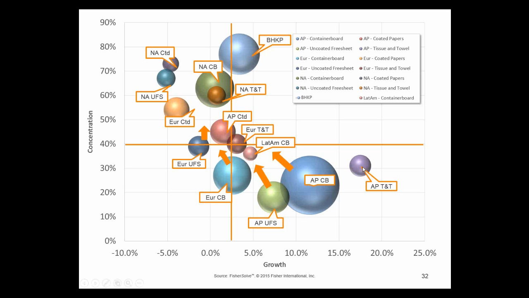Asia-Pacific tissue and towel is still at a very high growth. Again, the tonnage is low, but the growth is high because of adoption of new users, and so that market will continue to grow. We don't expect a lot of movement downward yet, but eventually everything will start to migrate towards a higher degree of consolidation, as we saw in the earlier curves.